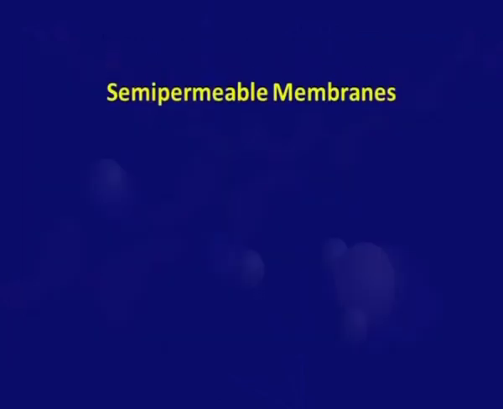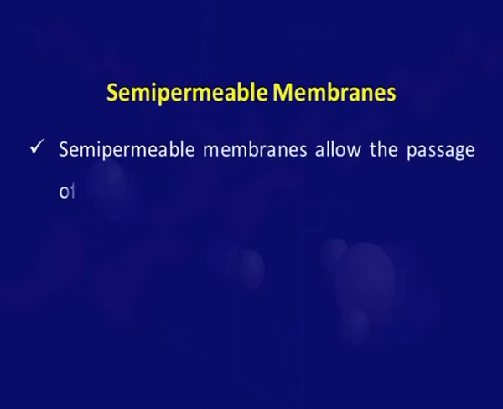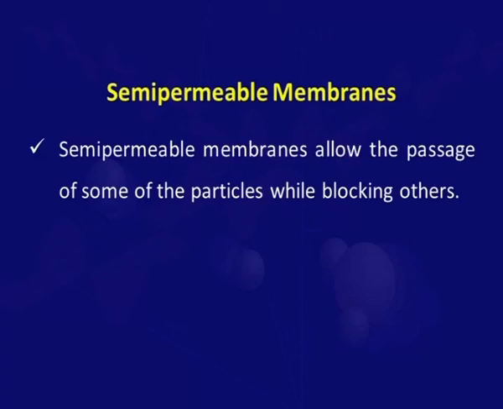Let us discuss semi-permeable membranes. Semi-permeable membranes allow the passage of some of the particles while blocking the others. There are some naturally occurring semi-permeable membranes like cell membrane and egg membrane. There are some synthetic semi-permeable membranes also like cupric ferrocyanide and phenol. We can prepare a semi-permeable membrane in the laboratory.